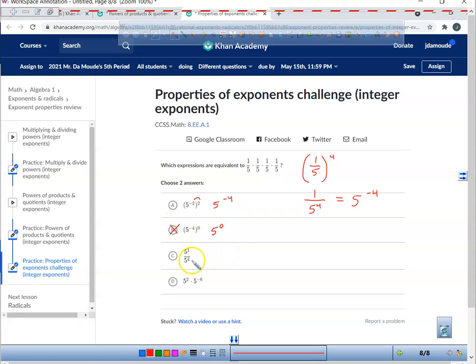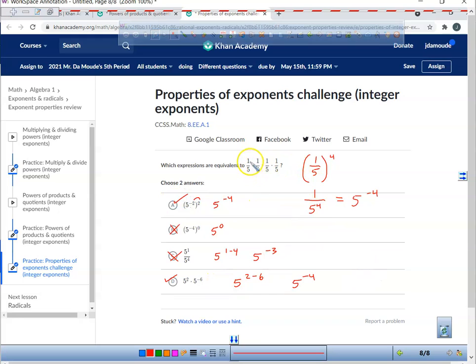If I do 1 minus 4, that's 5 to the power of negative 3, so that's not it. And if you can't hear me talk very well, that's because my class is just loud. And 2 minus 6 is negative 4, so that does work. So I'm going to go A and D.